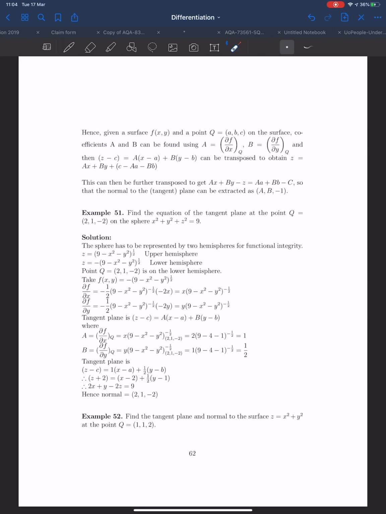Now, on this side they add in this extra little bit, which I wanted to do on the other side. So we've got z equals, because a is a partial derivative of f with respect to x, evaluated at Q, the point where the plane meets the surface: df/dx evaluated at Q times (x minus the x coordinate), plus df/dy evaluated at Q times (y minus b), plus c.